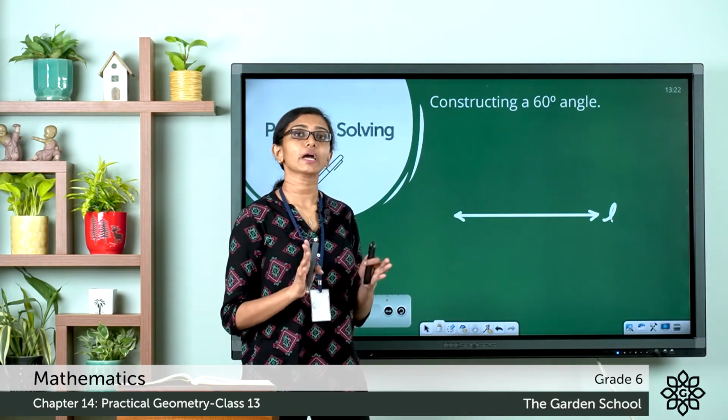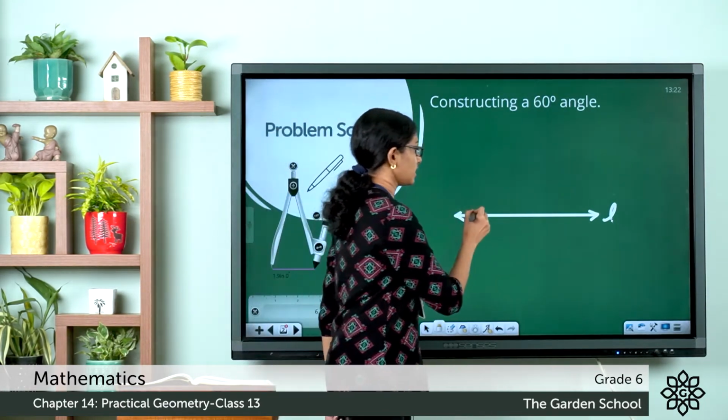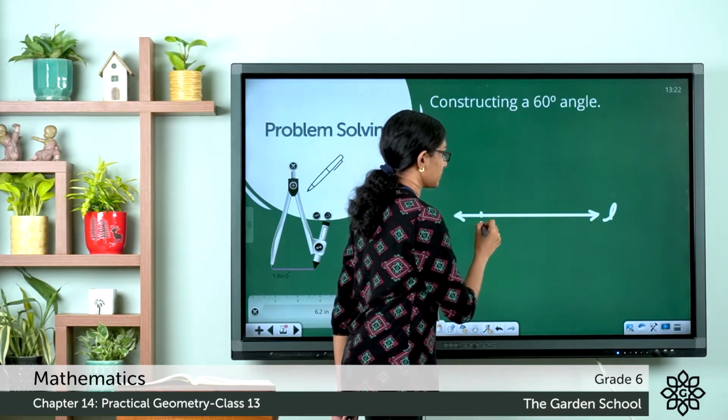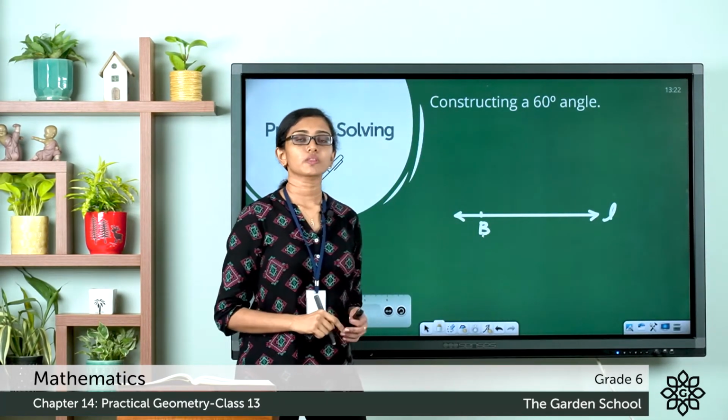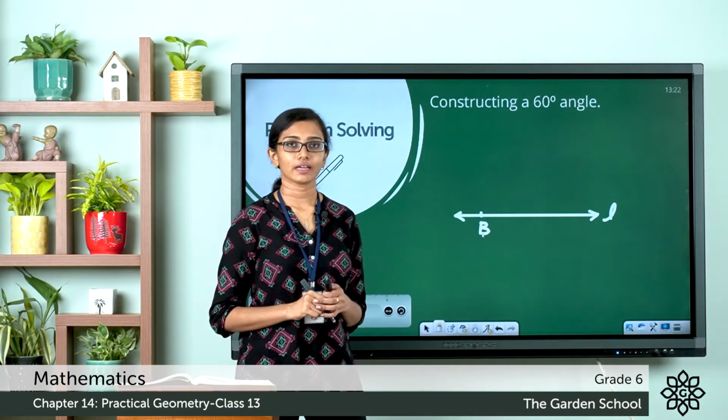Let's mark a point B on this line. So here I am marking a point B. This is going to be the vertex of this required angle.